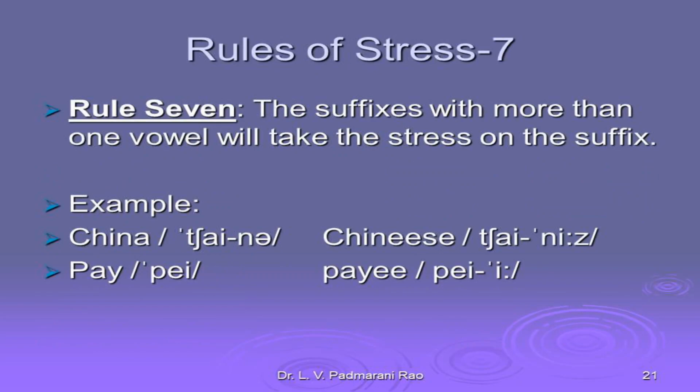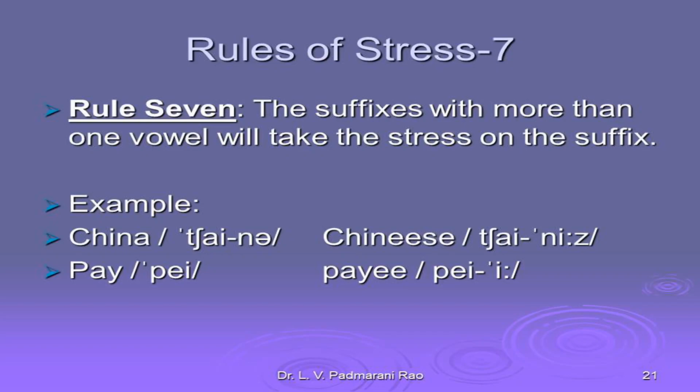Rule number 7 talks about the addition of the suffixes with more number of vowel sounds, because of which the stress shifts. When you have more number of vowel sounds or the stronger vowels, automatically the stress shifts, as you find in these examples. Say for example, China. It's a disyllabic word, China. The first syllable is stressed, but when you add a suffix ESE, automatically there are more number of vowels into it. As a result of it, the stress shifts.